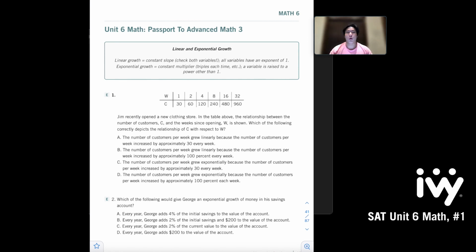So let's look at question 1. We have this table here. Jim recently opened a new clothing store. In the table above, the relationship between the number of customers C and the weeks since opening W is shown. Which of the following correctly depicts the relationship of C with respect to W?